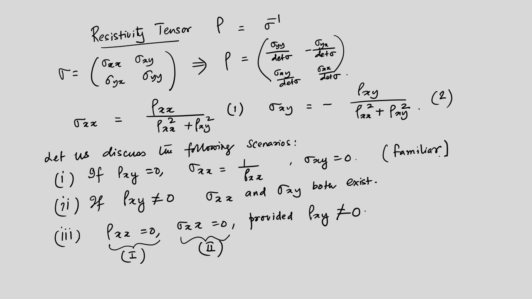It's not a wrong result. It's a correct result, and it can happen in the presence of a magnetic field. And two dimensions is also important here. We'll just pose this problem for now, and then we'll come back to it. What will happen is that Ex and Ey, the components of the electric field, are given by rho times J, so Jx and Jy. Because rho takes this form, where rho xx is equal to 0, the matrix is 0, rho xy, minus rho xy, and 0.